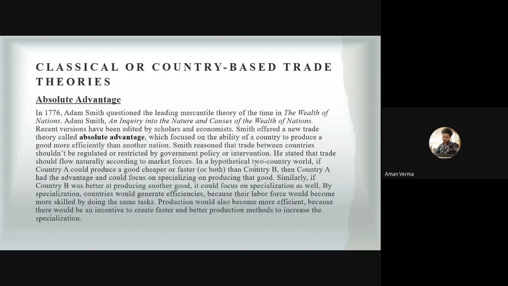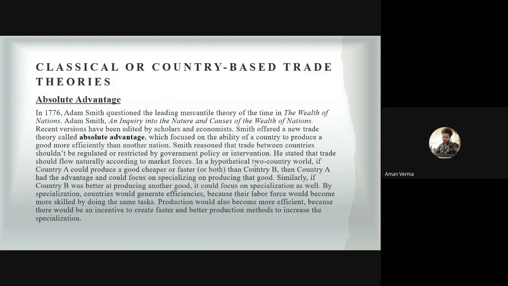Now, the second theory is absolute advantage theory. In 1776, Adam Smith questioned the leading mercantilism theory of the time in The Wealth of Nations. Adam Smith, An Inquiry into the Nature and Causes of the Wealth of Nations. Recent versions have been edited by scholars and economists. Smith offered a new trade theory called absolute advantage, which focused on the ability of a country to produce a good more efficiently than other nations.